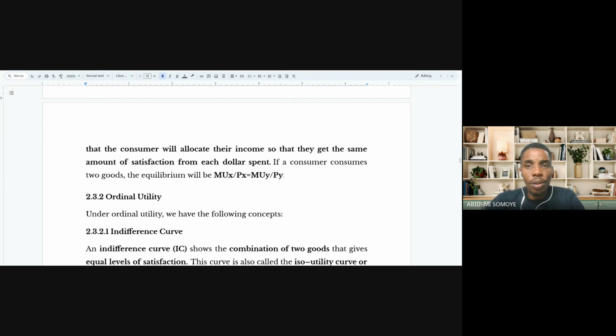Now, let's take a look at ordinal utility. So I said cardinal is measured in terms of numbers. Ordinal utility cannot be measured in terms of numbers, but can be ranked in terms of preferences. Okay, you cannot measure your satisfaction in terms of numbers, but we can be able to ascertain your satisfaction in terms of preferences. Okay, and what does that mean?